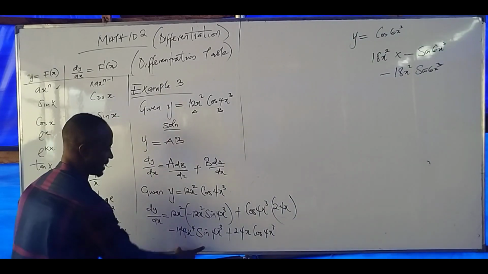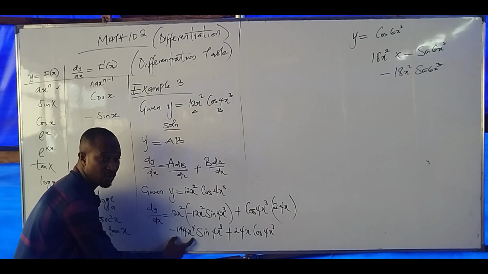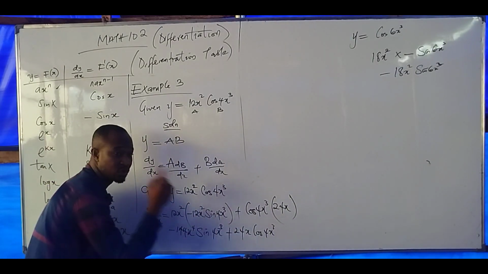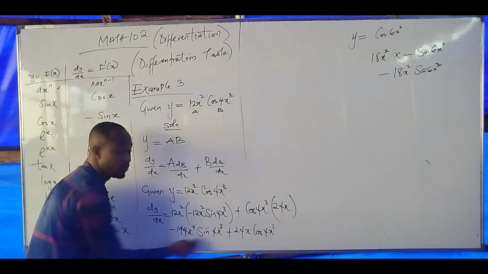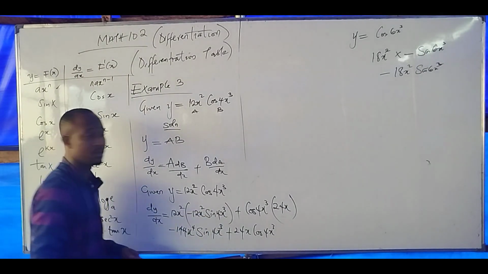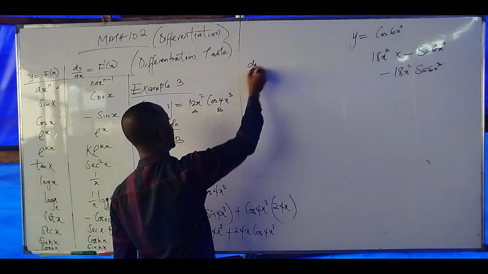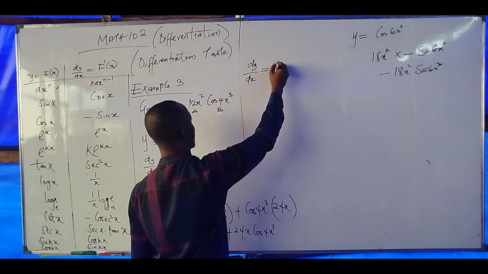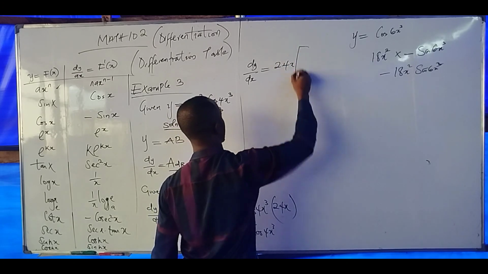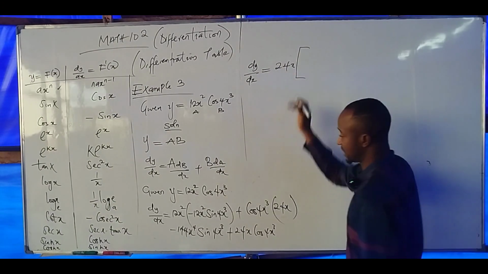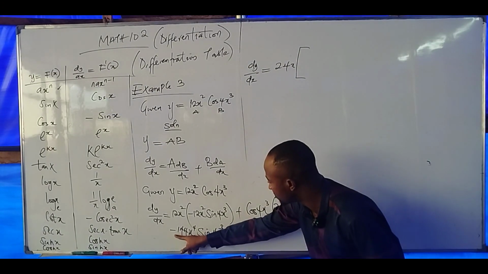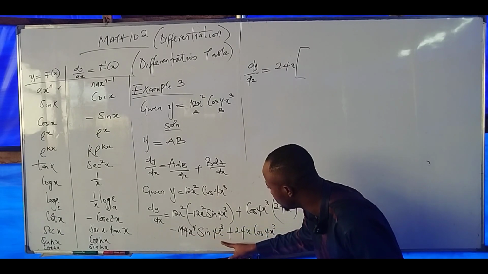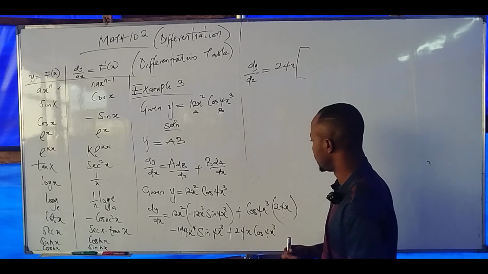So between this and this, 24 is common here, also common here. Not just 24, we also have x as a common factor. Isn't it so? So we have our dy/dx equals 24x in brackets. So if 24x is common, divide 144x to the power 4 sine 4x cubed by 24x. 6x cubed. What's the remaining?